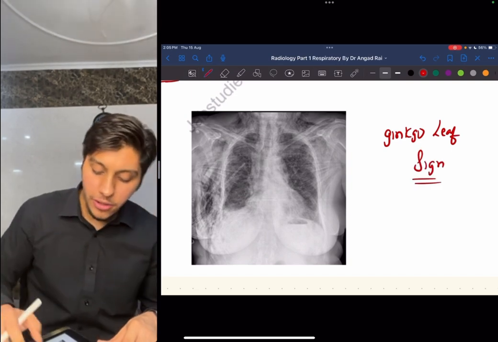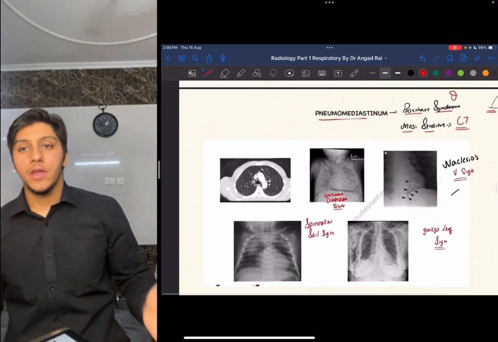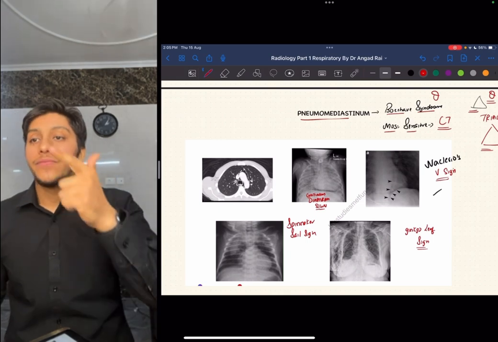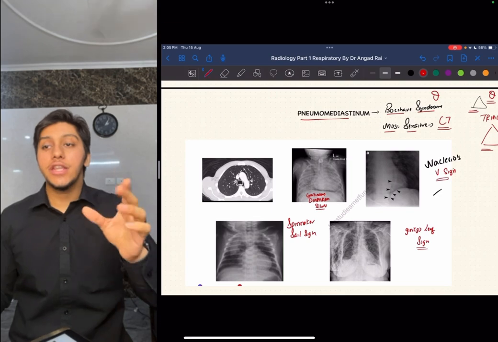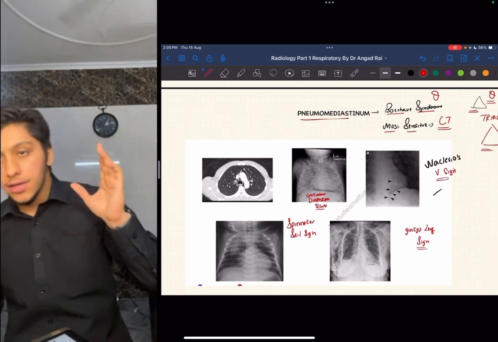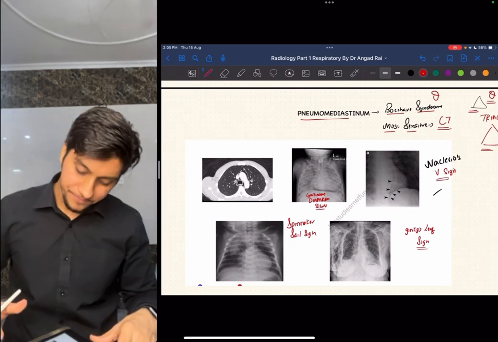Okay, so these are all the things you have to remember in pneumomediastinum. One is the continuous diaphragm sign, then the Naclerio V sign, Spinnaker's sail sign, and the ginkgo leaf sign.